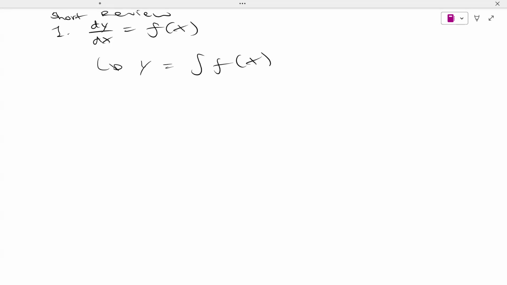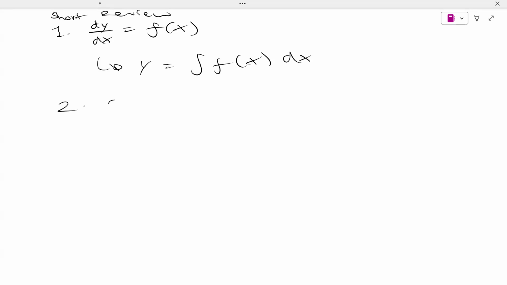Now, what if there is also x on the right term? So just to review, if on the left hand side we have dy over dx, and on the right hand side we only have a function of x, the procedure is just y is the integral of f of x dx. It becomes purely an integral problem.